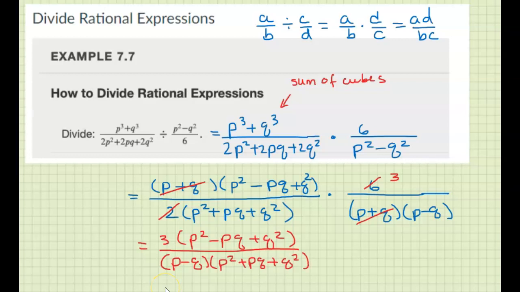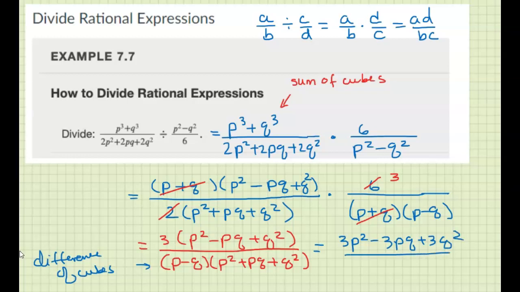And you can stop here, but it just happens that I noticed that for the bottom, this is the formula for the difference of cubes backwards. So at the top you can write 3p squared minus 3pq plus 3q squared, and on the bottom this is going to multiply out to give you p cubed minus q cubed. But this is fine, the red is fine, or you can go on and sort of write it out like this if you want to.